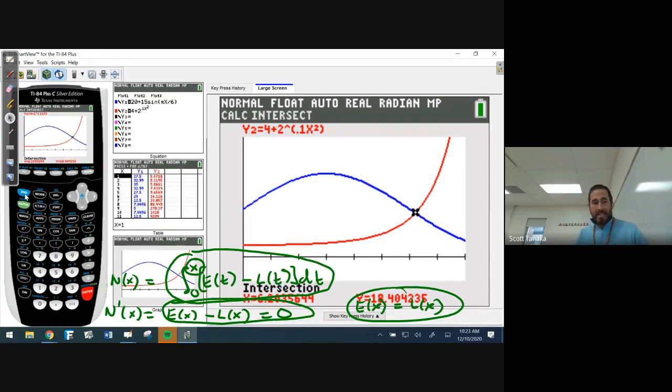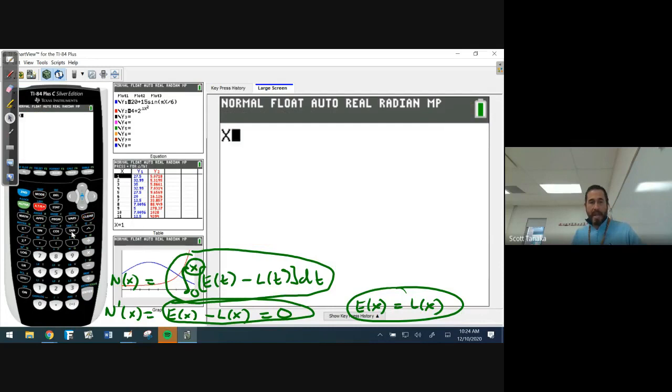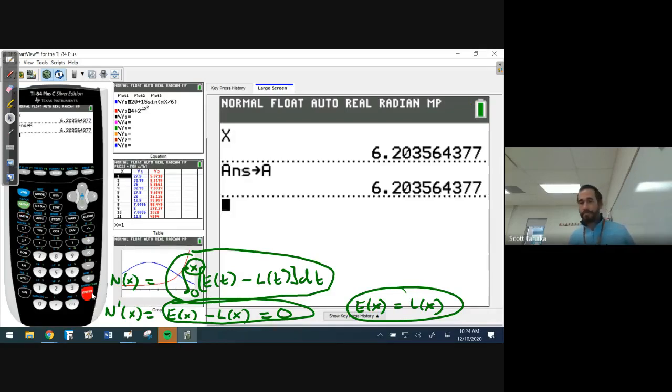I'm going to hit second quit. I know I did this in a video, but I will do it again. You hit the X button. The answer comes up, and you better store it. You're not allowed to round in AP Calc until you have a final answer. Boom.